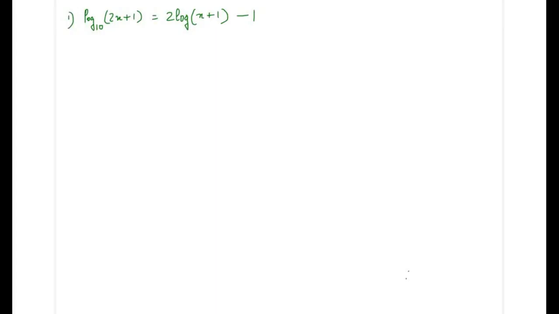So here you have log base 10 of 2x plus 1 is equal to twice log of x plus 1 minus 1. There are a couple of ways to do this. I'm going to show you the different types as we go along. In this case, what I want you to notice is that of the three terms in this equation, two of them are logs, and the last one, which is minus 1, is not a log. So in this case, what we could do is gather like terms, so gather logs.